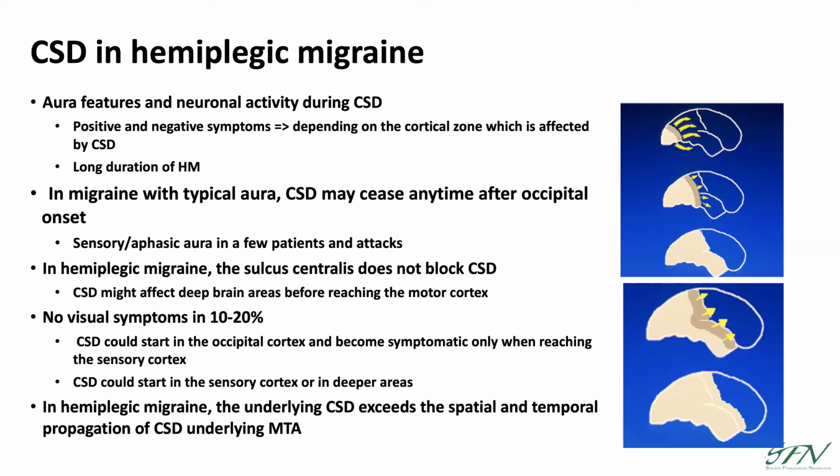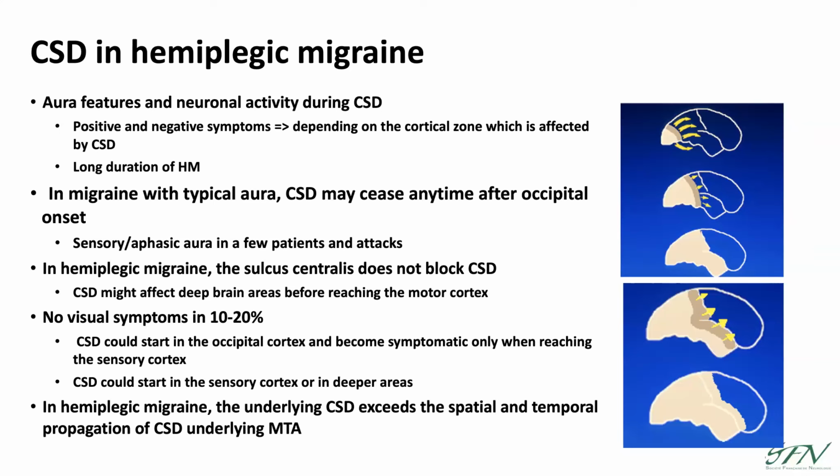The positive and negative symptoms depend on which cortical zone is affected. For example, for visual symptoms, one person may have positive visual symptoms like flickering lights or light spots. What is called negative symptoms is a hole in the visual field, or hemianopia, which means that one part of the visual field is lost. This is transient, and some patients may have both positive and negative symptoms.